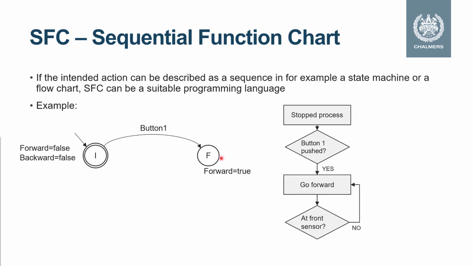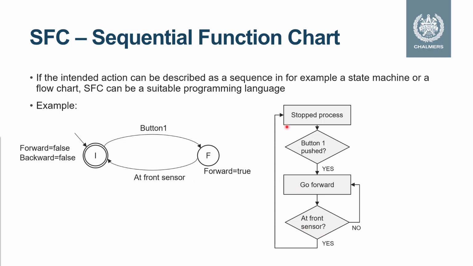If it is pushed, we are moving to a new state in our state machine where forward is true, and we can see that also in the flowchart. If the button is pushed, yes, then go forward. We should continue going forward until the front sensor is activated. Is the front sensor activated?